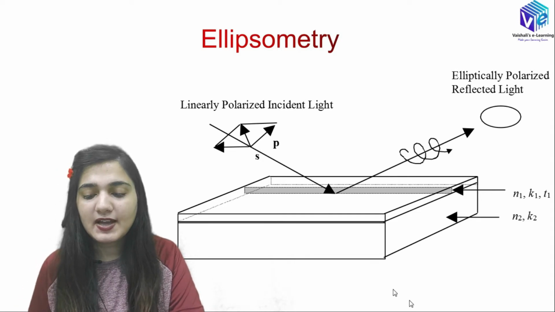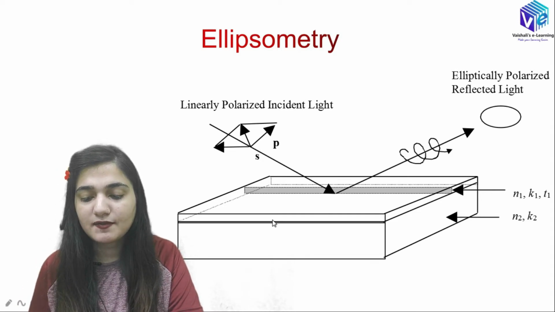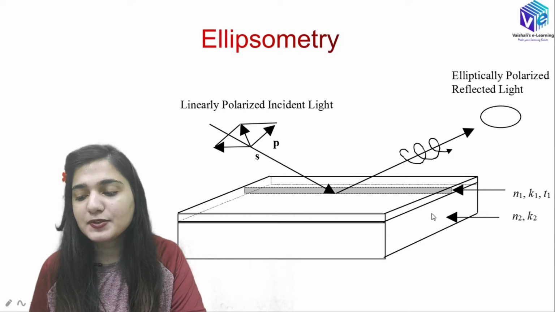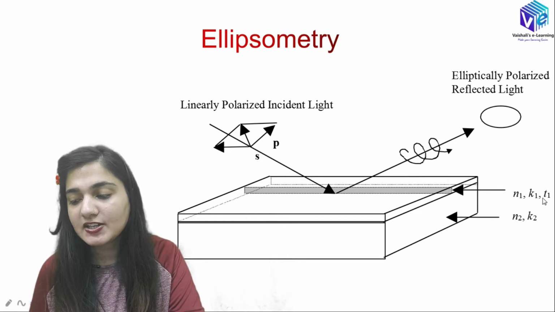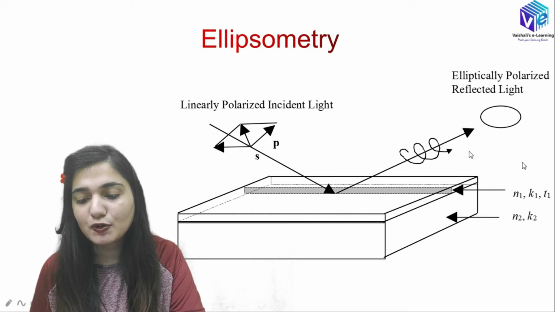In the ellipsometry we have the substrate. Over the substrate we have the oxide layer. The substrate has the reflection coefficients N2 and K2, and the oxide layer has an additional parameter, that is thickness, that we want to measure.